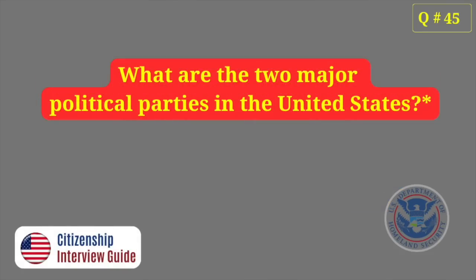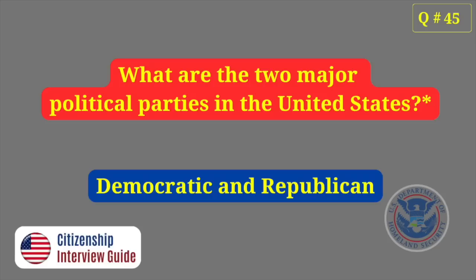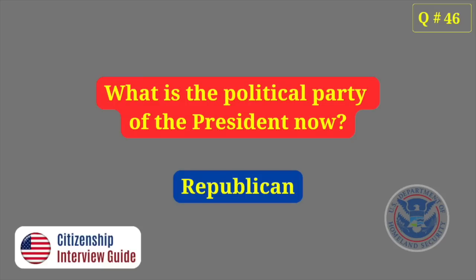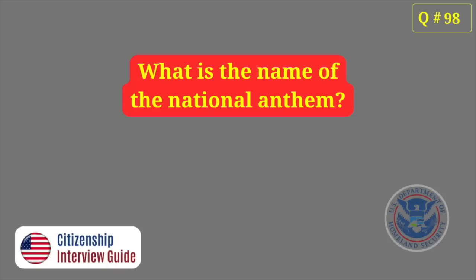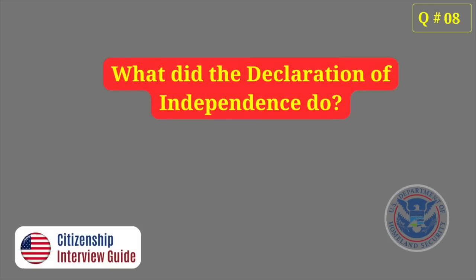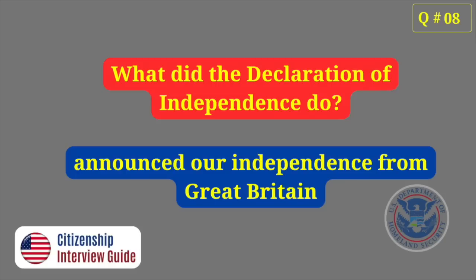What are the two major political parties in the United States? Democratic and Republican. What is the political party of the president now? Republican. What is the name of the national anthem? The Star-Spangled Banner. What did the Declaration of Independence do? Announced our independence from Great Britain.